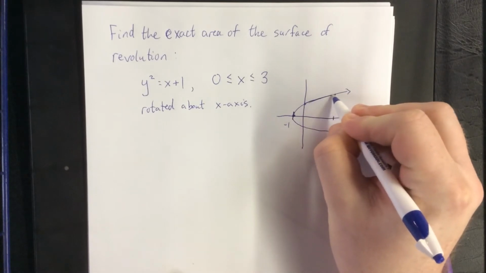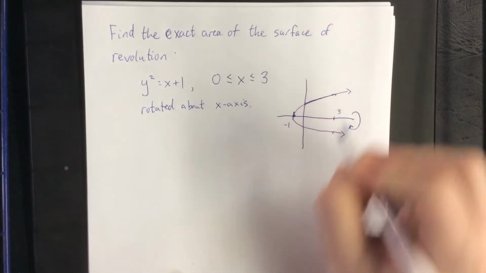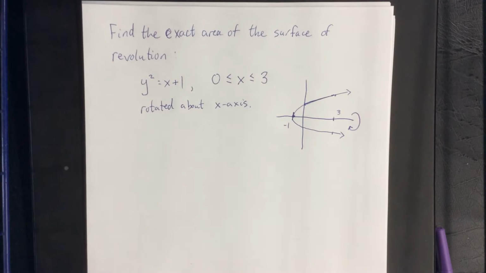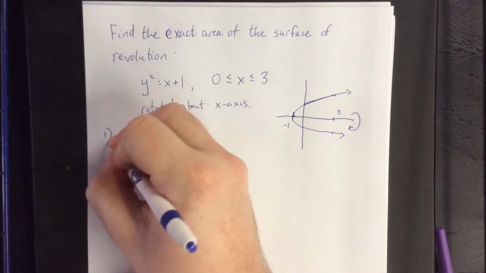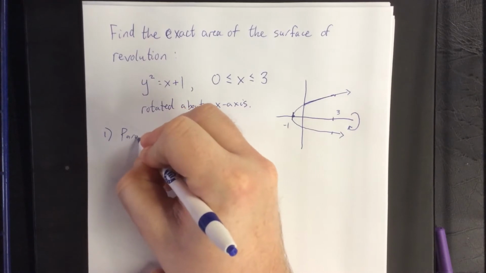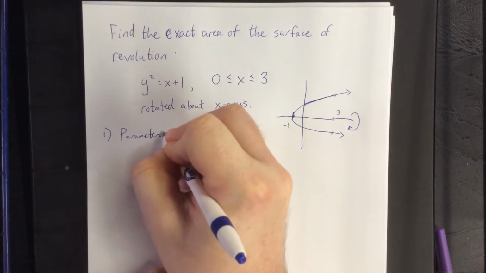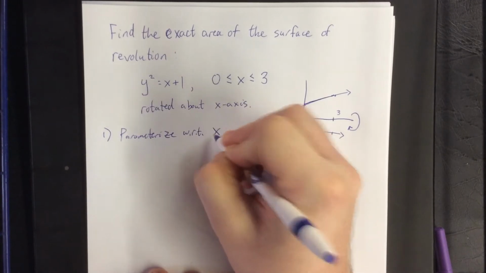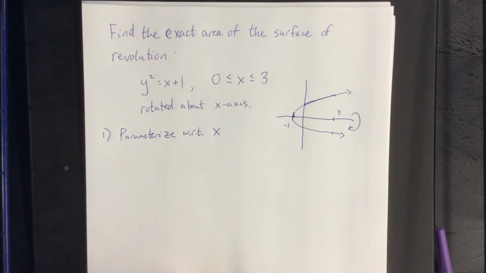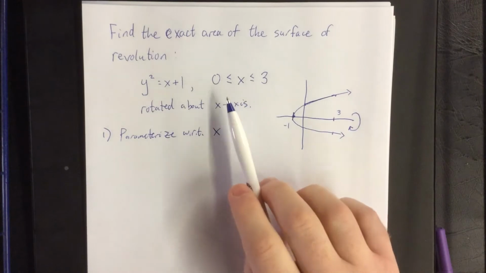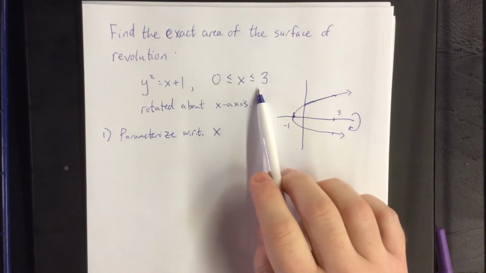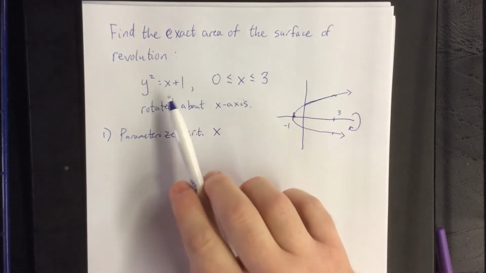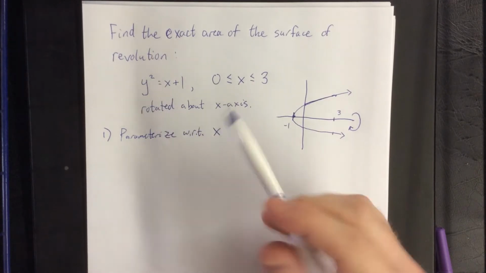It's not going to have a lot of impact on one of the methods that we use to set this up, but it'll have a bit of an impact on the other method that we use. So we're actually going to do this problem two different ways. The first way is we are going to parameterize with respect to x. That is to say, we were given x values up here, so it would probably make a lot of sense for us to parameterize in terms of x.